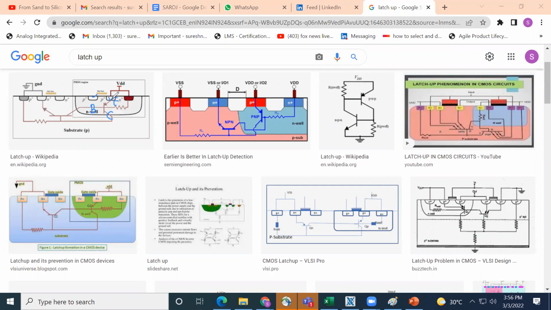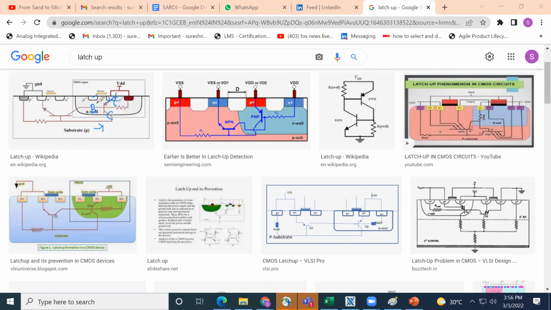Understand, P plus is heavily doped, the base is lightly doped, the collector is moderately doped, or the collector is the P substrate. So this is how they will ask which PNP. PNP, again I'm just repeating: emitter is P plus, N-well is the base, collector is the P substrate. So this is your PNP. Then here NPN. NPN is N plus, P substrate, N-well.